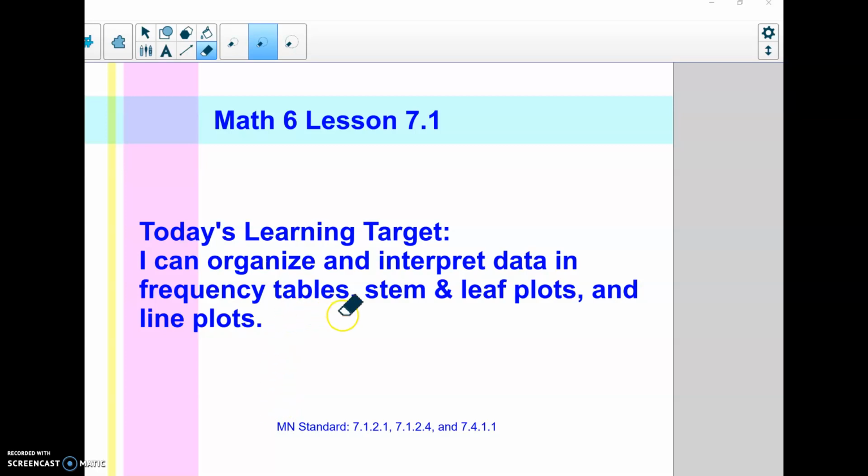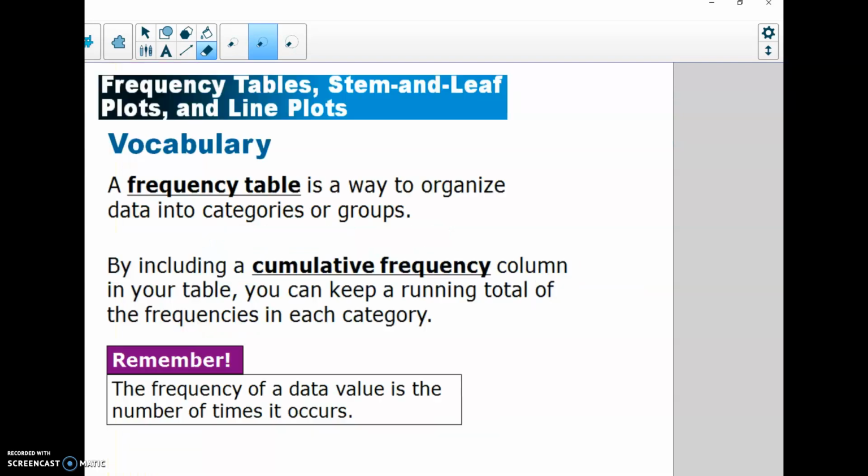Okay, so you need a pencil, you need a calculator, and you need something to write on. Today we are doing 7.1 and it is on making frequency tables, stem and leaf plots, and line plots. I have printed notes available if you want to use those, and remember those are really helpful because tests and quizzes are open notes while we're doing distance learning. You definitely should be taking notes though somewhere.